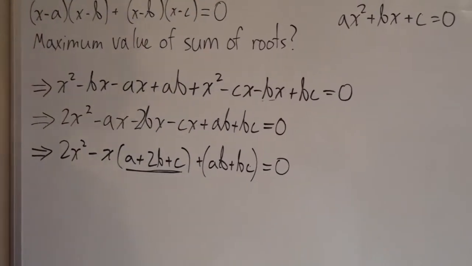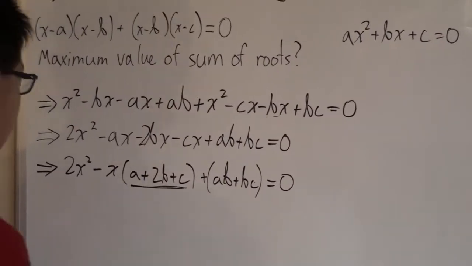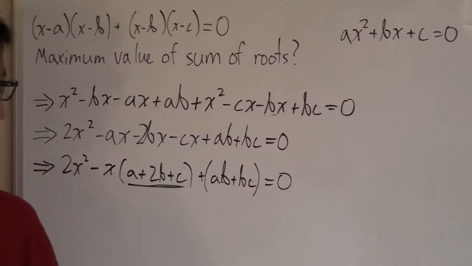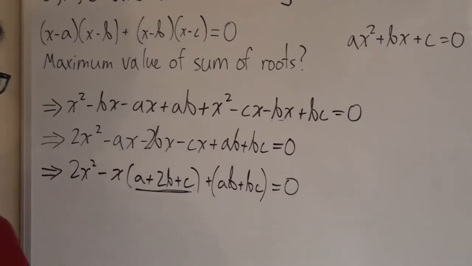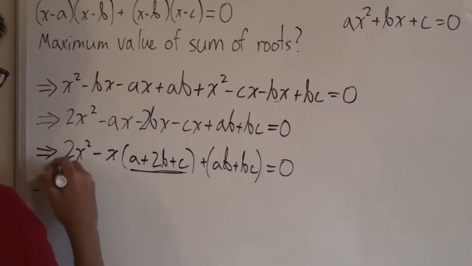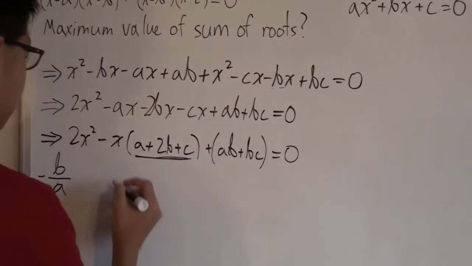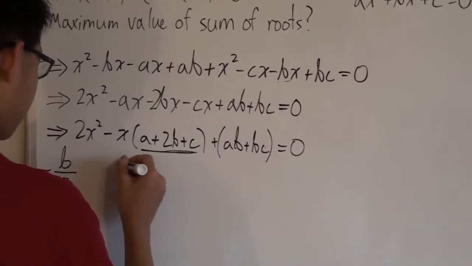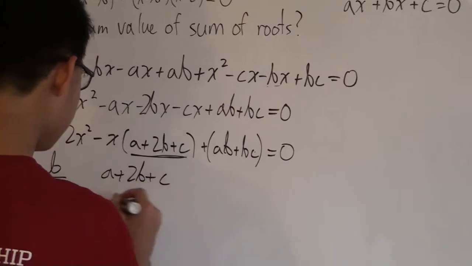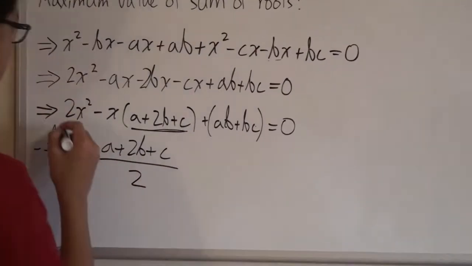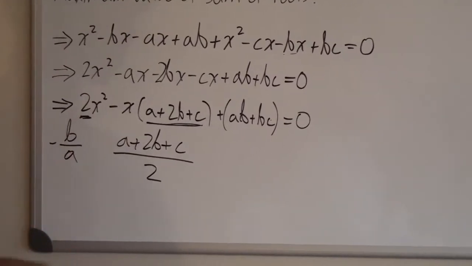So now we can use Vieta's formulas to get the sum of the roots of the equation. So Vieta's formula says that the sum of the roots of a quadratic are just negative b over a, using the formula up there. And so by doing this, we get (a plus 2b plus c) over 2, as 2 is the coefficient of the x squared term.